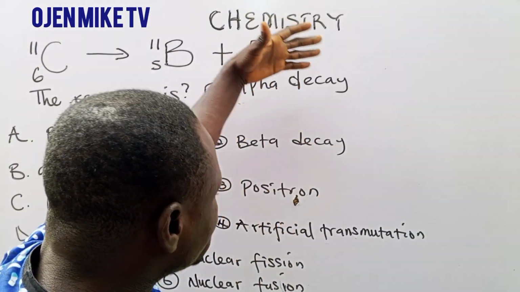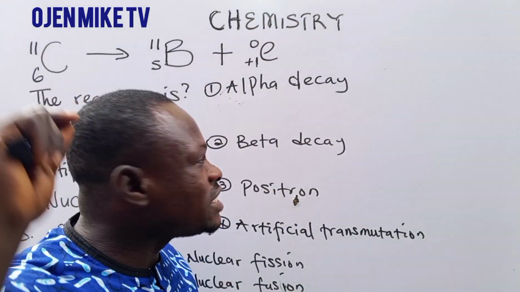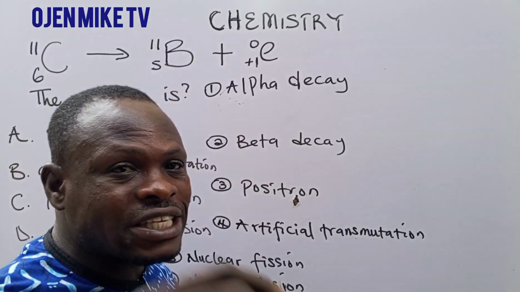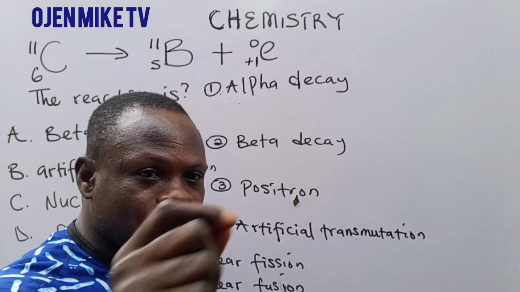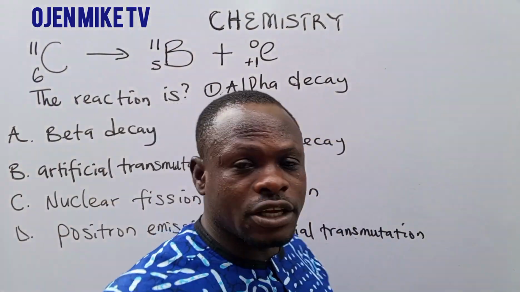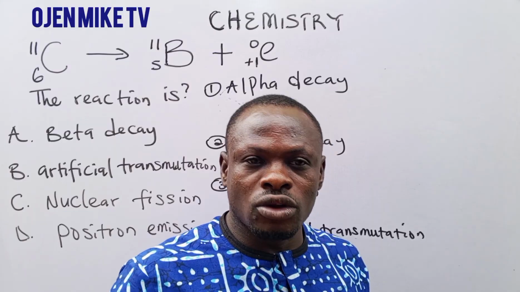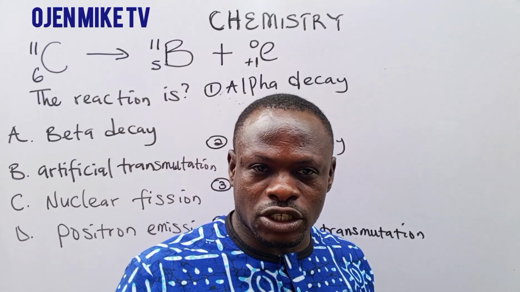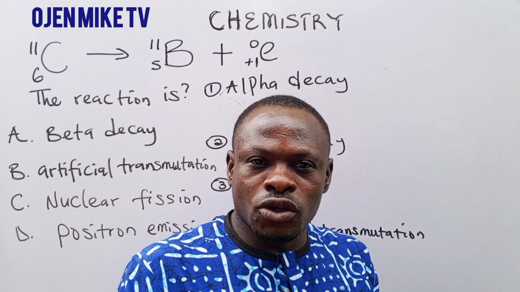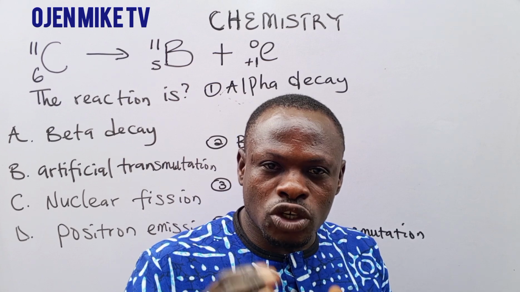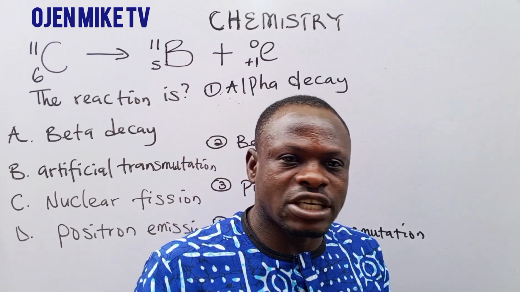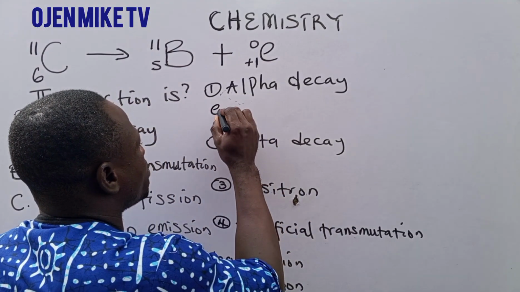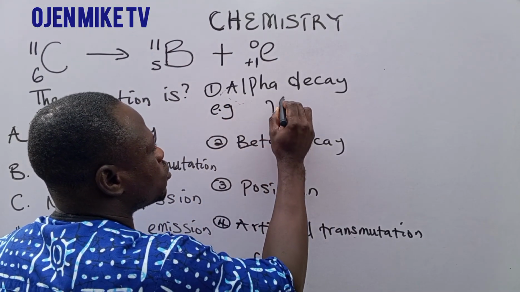So I'm going to explain all of them, including their reactions like this one, so that you can be able to identify what this reaction is for. Alpha decay is when an unstable nucleus emits an alpha particle, like a helium particle. Do you get that? When an unstable nucleus emits a helium particle, that is what we call alpha decay. Example, we have uranium.